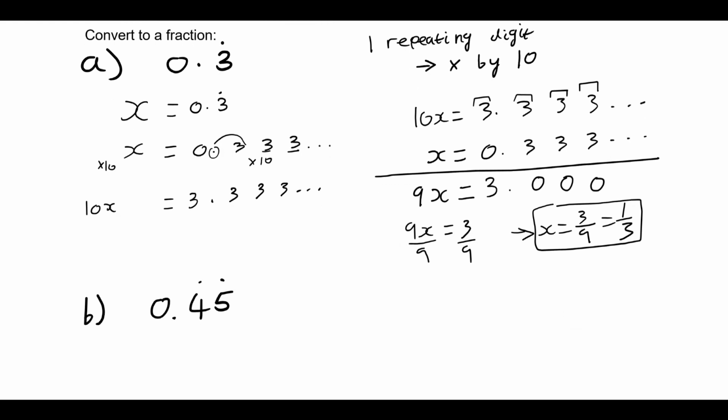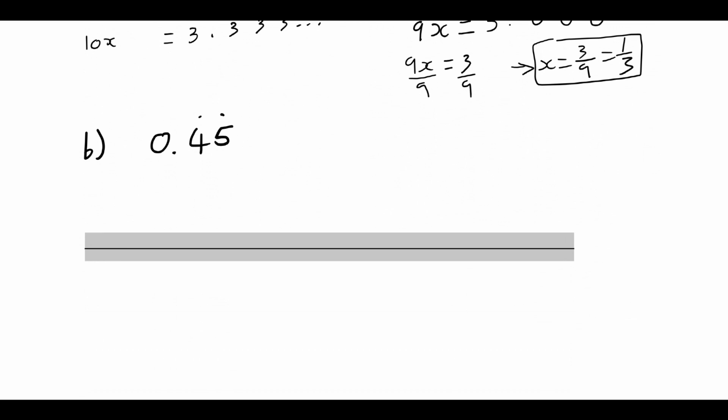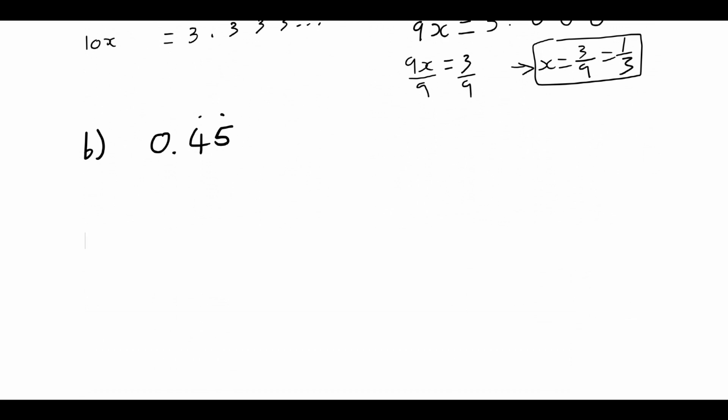Let's try another example. So x is equal to 0.45 recurring. There's a dot on the 4 and a dot on the 5, which tells me that the 4 and the 5 recur. So this time, x equals 0.454545, and about 3 repeats should be enough to show the pattern. Because I have 2 repeating digits, I'm going to times both sides by 100. Because there are 2 repeating digits, there are 2 zeros in 100, that's a way to remember it. So I times both sides by 100.